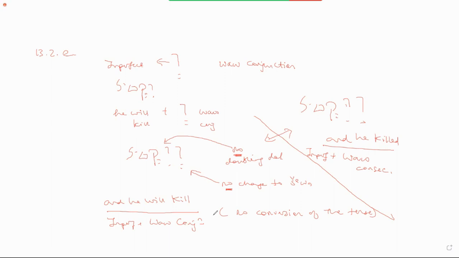Okay, you see the difference between the two? One is if you add the prefix and you want to treat it as a consecutive verb, it changes the tense of the verb. If you're adding the prefix to an imperfect and you're not changing the tense, you're just adding it as a normal vowel conjunction, then it doesn't change the tense and he will kill.